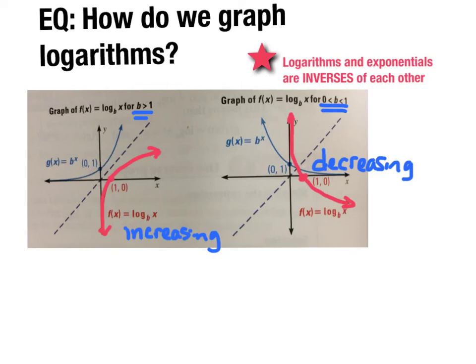All right, now, being inverses of each other, their asymptotes also reflect over this line y equals x. So exponential functions had a horizontal asymptote. What kind of asymptote does this look like? Yeah, vertical. So these things have a vertical asymptote. The parent function at least has a vertical asymptote at x equals 0.